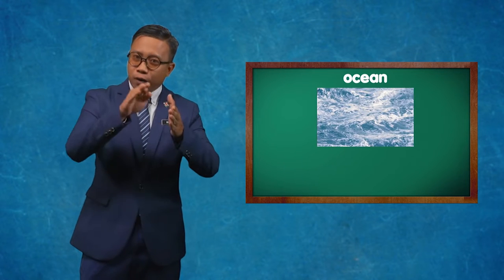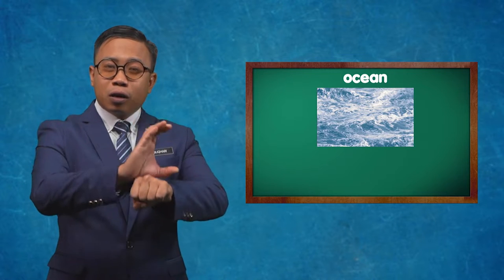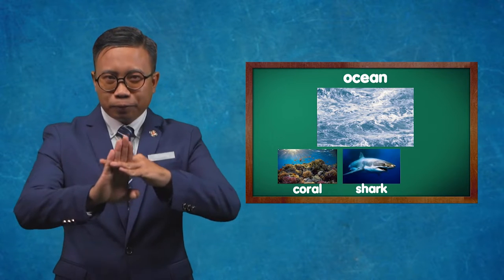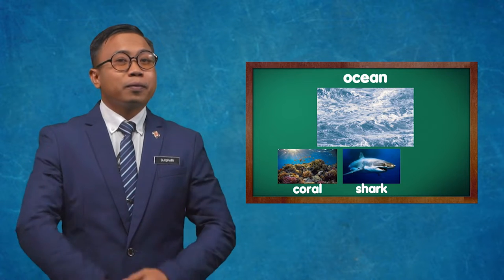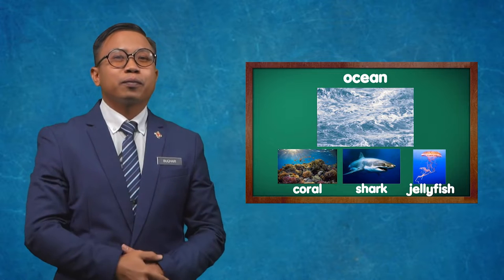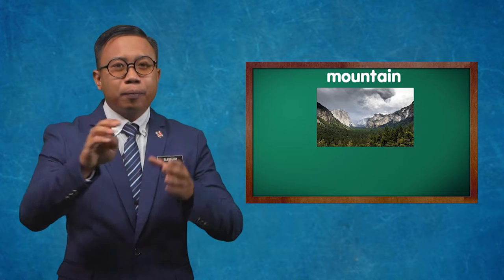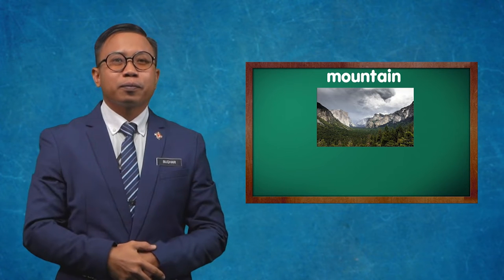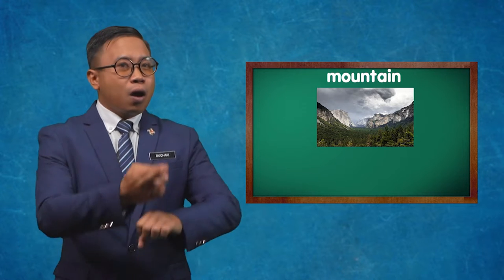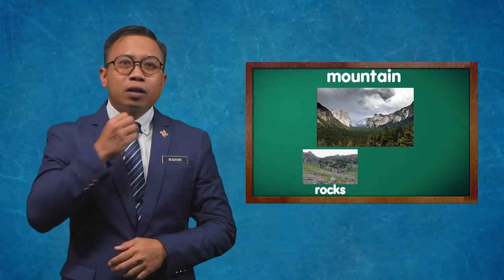What can you find in the ocean? Coral, shark, and jellyfish. What can you find in the mountain? Rocks and goat.